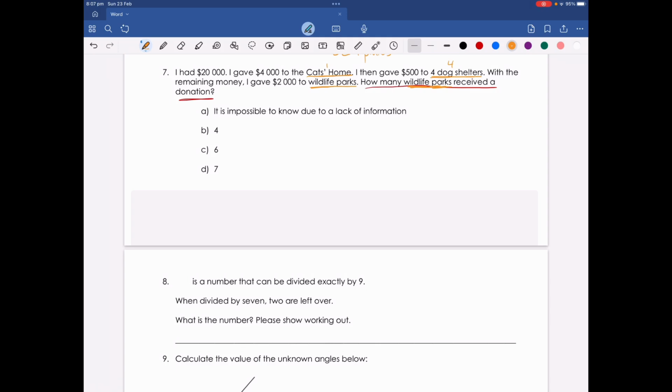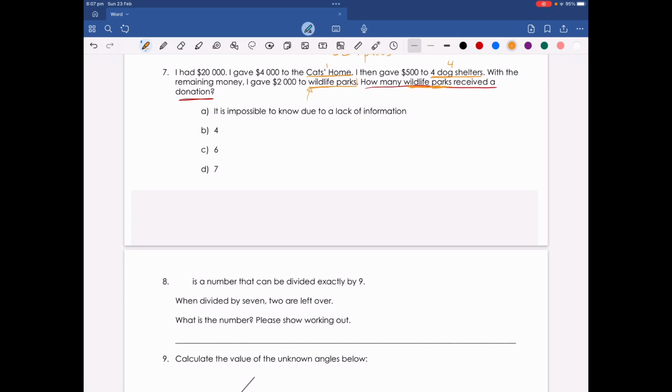So the question is, I gave $2,000 to wildlife parks. This is not a capital. If this were a capital, the name of the park could be wildlife parks, right? But it's not a capital.